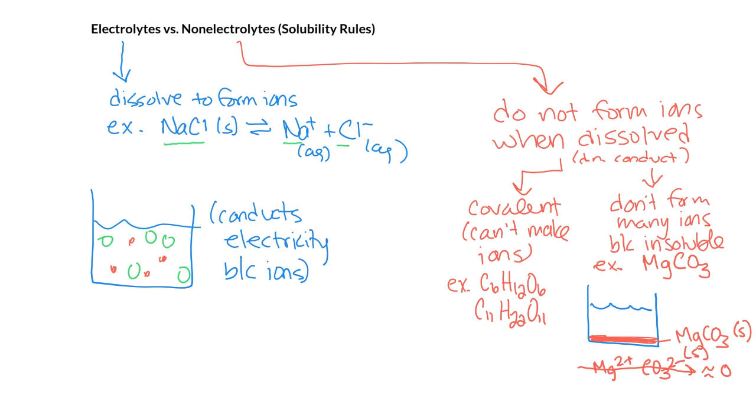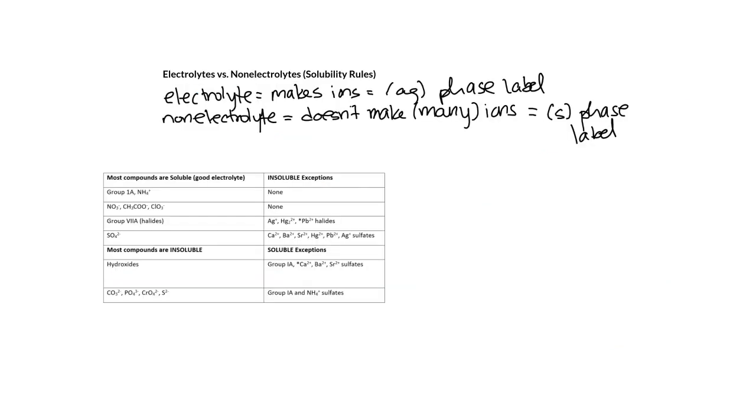On the other hand, when I use the phase label NaCl aqueous, what I really mean is that it's making Na plus and Cl minus. The next step you might be wondering about is: I have an electrolyte, and electrolytes make ions, so I give them the aqueous phase label. Non-electrolytes don't make enough ions to care, so I give them a solid phase label.